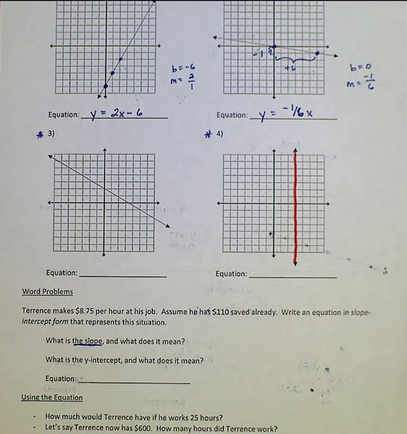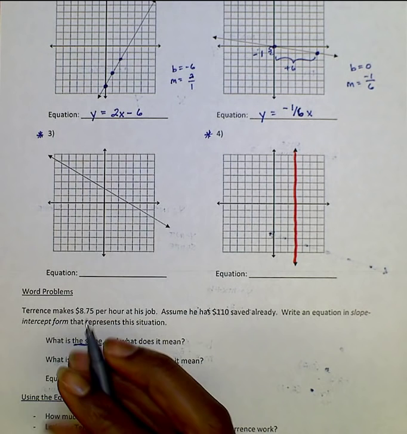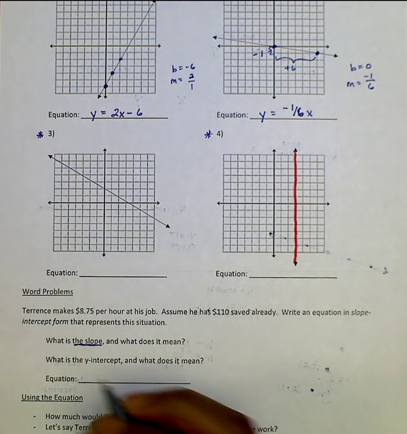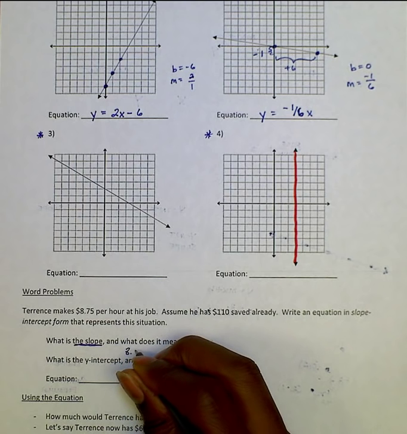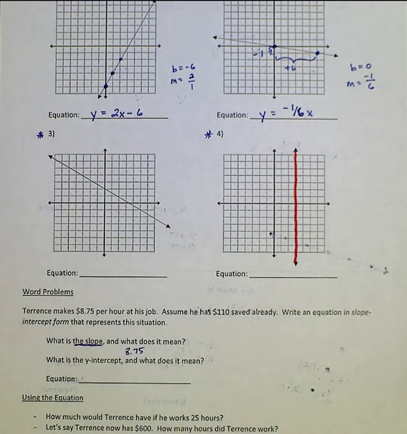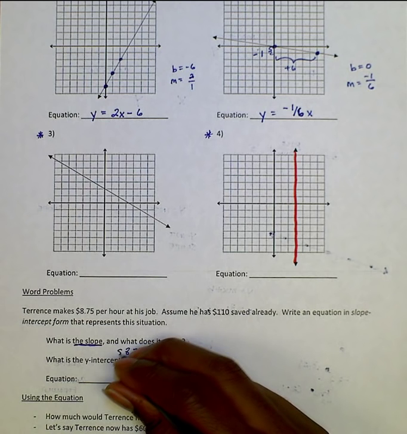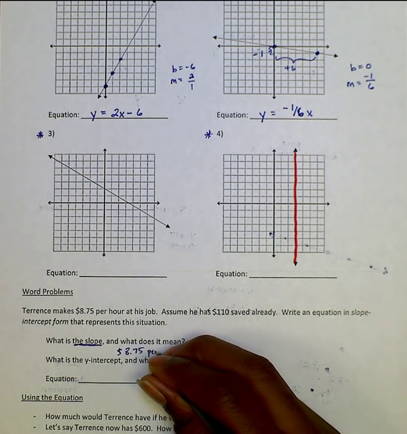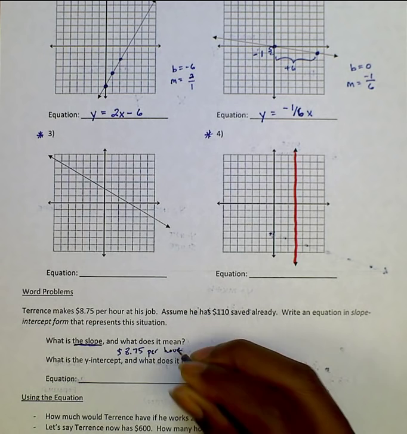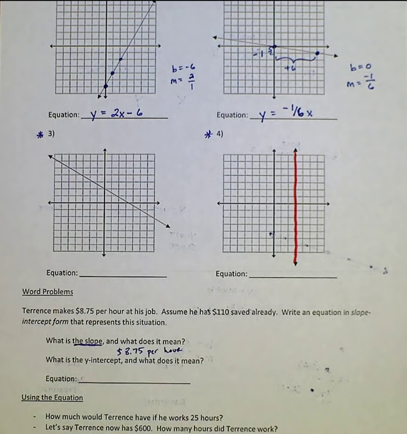Okay, in this case, the slope would be $8.75 per hour. Okay, remember we said we can think of slope as how much the line changes, and in this situation we can think of it as how much his money changes. His money changes at $8.75 per hour.